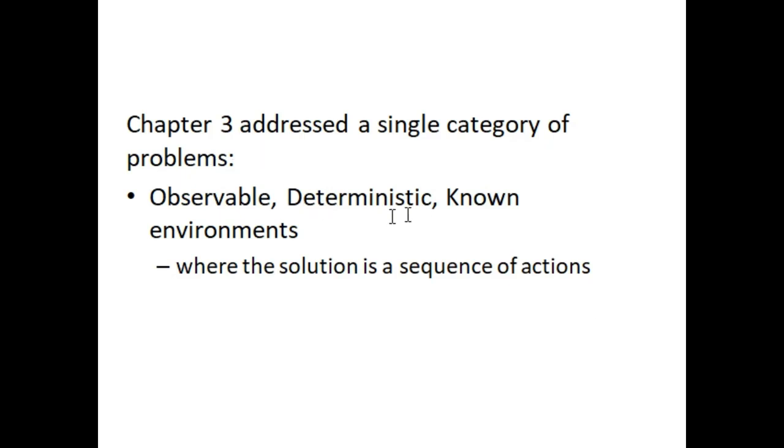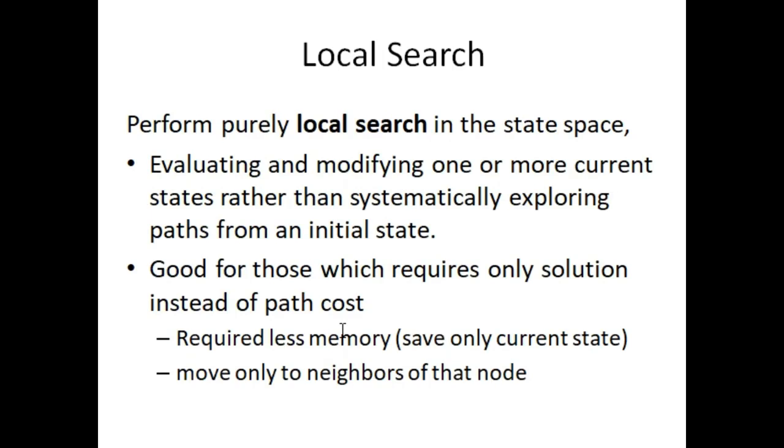What is the meaning of deterministic? We talked about this concept in our lecture number 3. So I will just revise it here. What is the meaning of deterministic? It means that the environment, if we are at state A, and we can determine the next state from that state A, then the environment will be deterministic. But in this chapter, we will cover one topic, that is the local search.